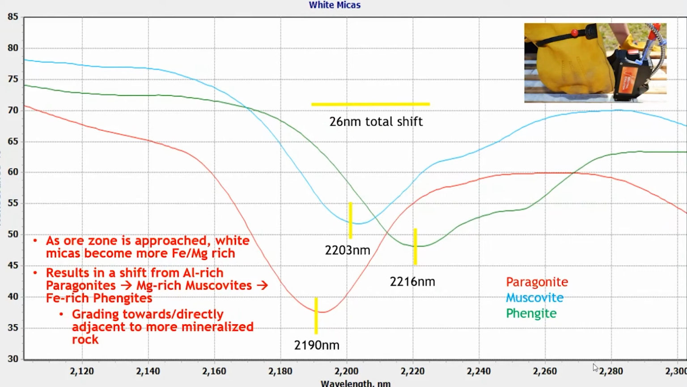You kind of have to imagine in this picture up here in the top right corner, say you're scanning your core, right? You would pay attention to this white mica shift as you're going down your core. And as you start to see that change into that more iron-rich phengite, that's going to help you get towards your more mineralized zone there.